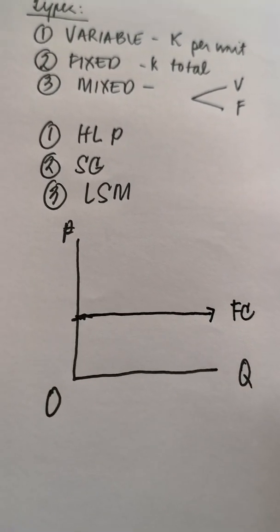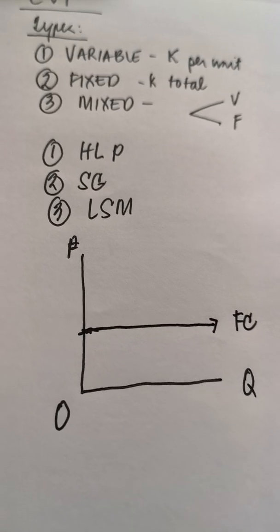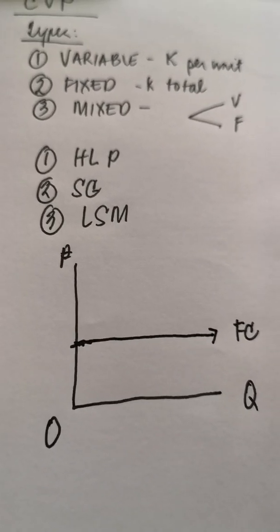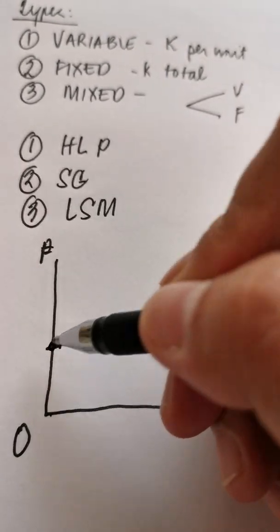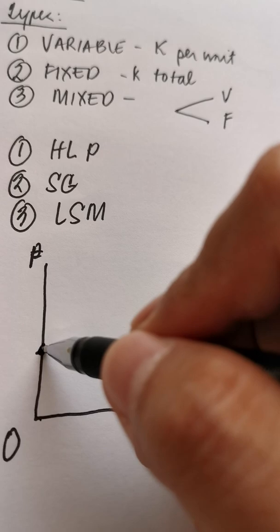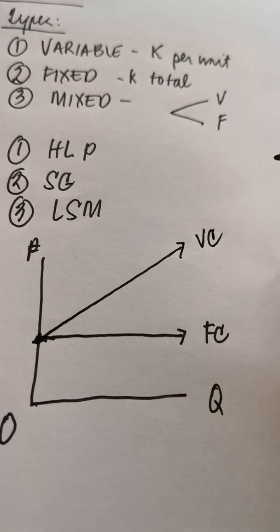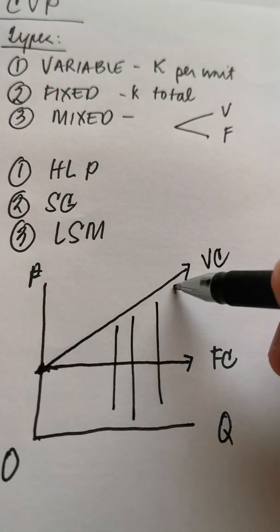Now variable cost, on the other hand, would be constant per unit, but as you increase the volume of production, your variable cost also increases. So at zero production, variable cost is also zero. As you increase the units of production, your variable cost would also increase. So this is your variable cost line. So this area actually is your cost area.